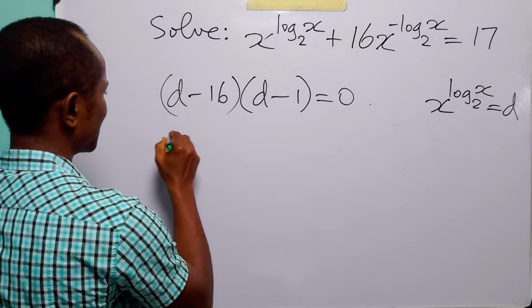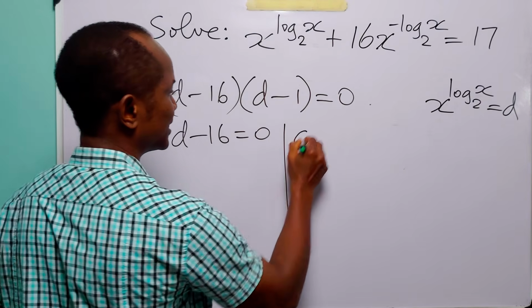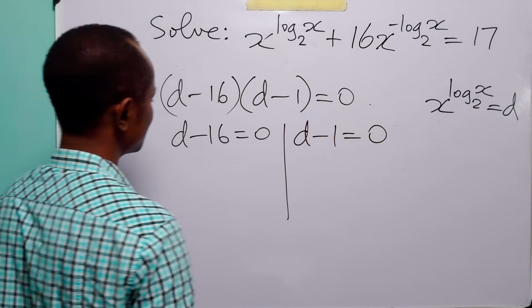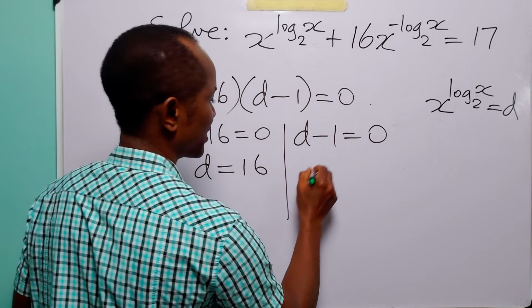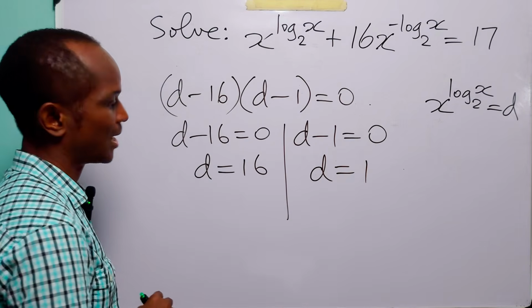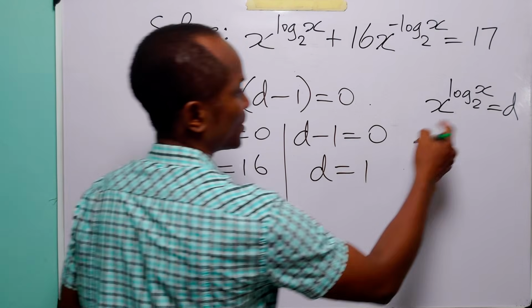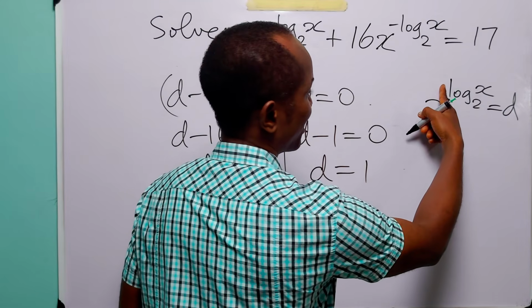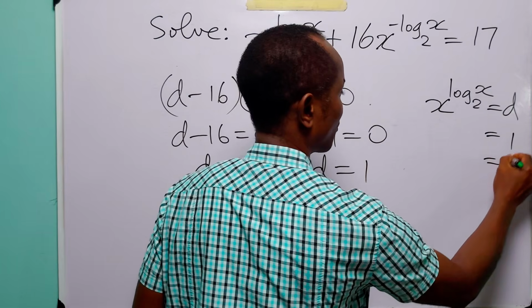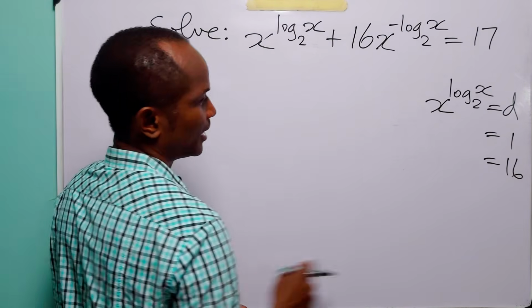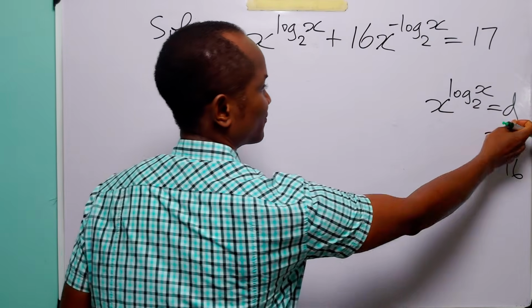And of course, from here we have that either d minus 16 is equal to 0 or d minus 1 is equal to 0. From here we have that d is equal to 16, and from here we have that d is equal to 1. So now we have two values of d, 16 and 1. So we have that x to the power log to base 2 of x is either equal to 1 or equal to 16.